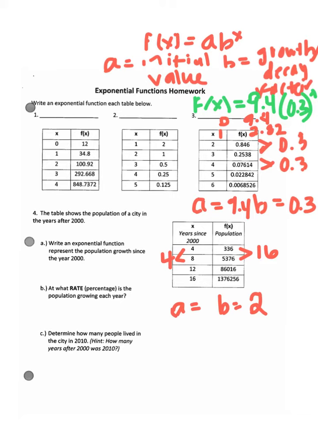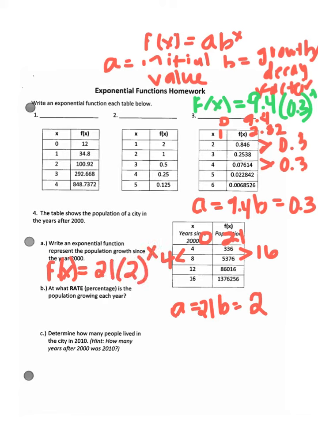I also need to work backwards to year 0. So I'm going to divide by 16. I'm going to divide 336 by 16 to get 21. So at 0, the population was 21. So that means that my model, my function, is f of x equals 21 times 2 to the x power.